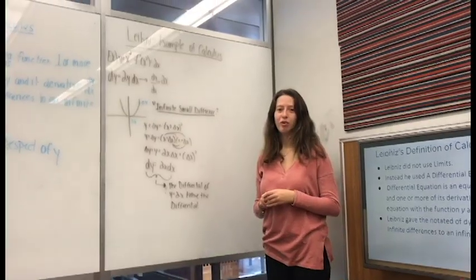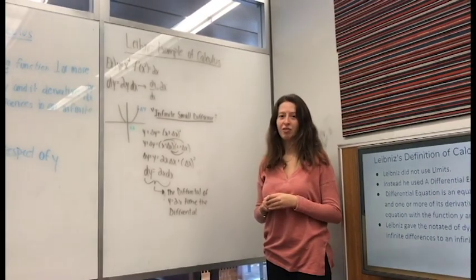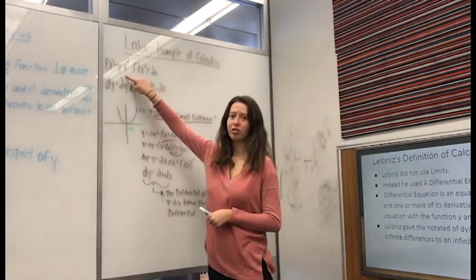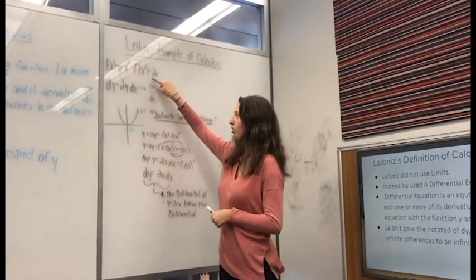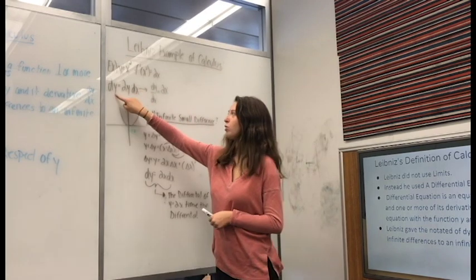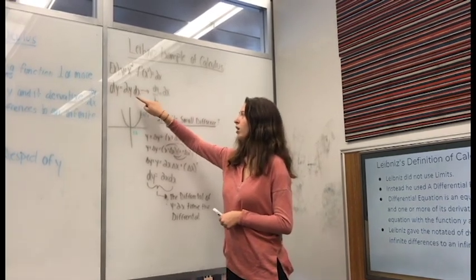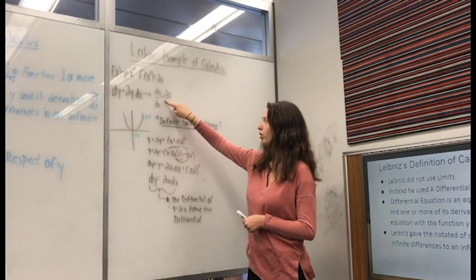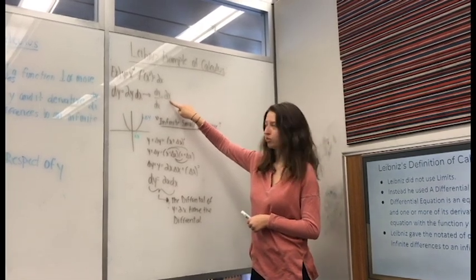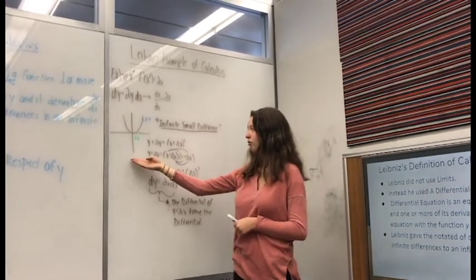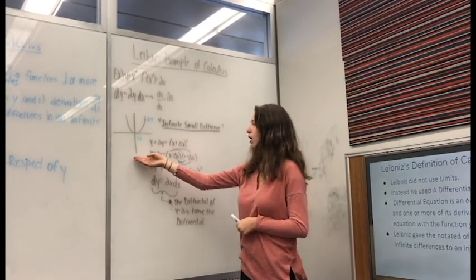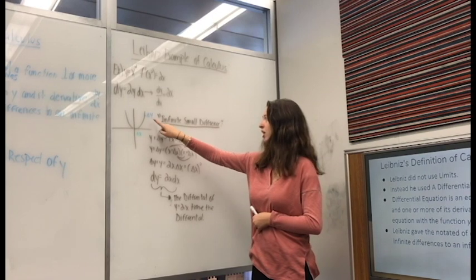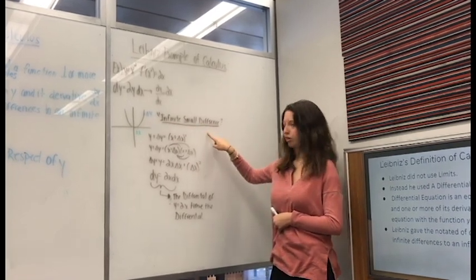This is an example of Leibniz's calculus. We have a function y equals x squared. So the derivative of x squared is 2x. From there, we have dy equals 2x times dx, and that is dy over dx equals 2x. So we have a graph of x squared, with delta x and delta y. So we have to try to find if it's an infinitely small difference.